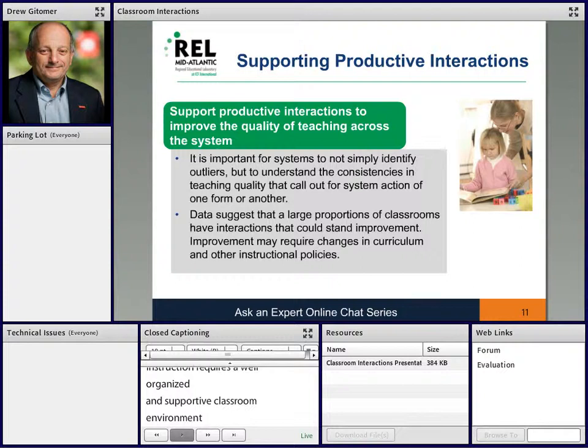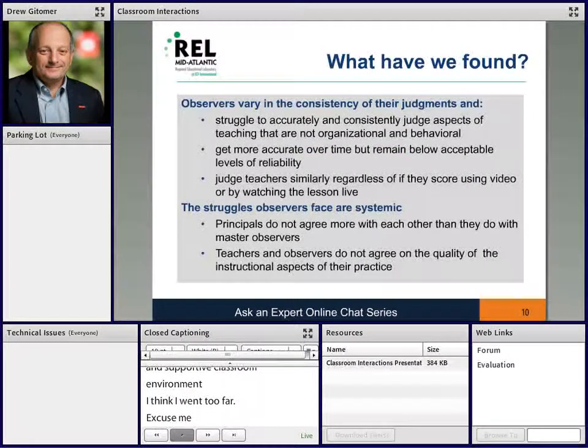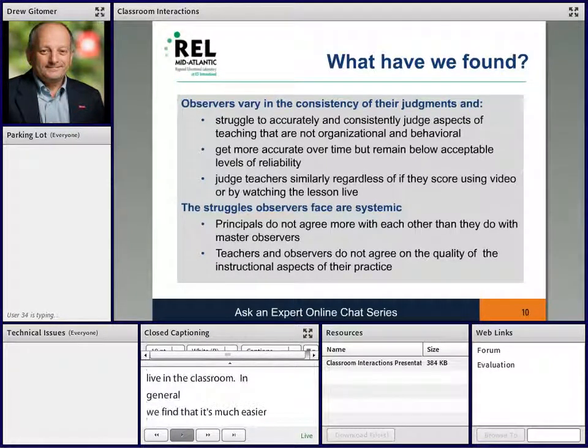Now, judging the complex interactions of teaching is not simple, and professional educators can look at the same teaching and make very different judgments about the quality and characteristics of teaching that they see. Learning to use an observation protocol as it was designed takes substantial practice and feedback. We don't, however, see much difference between scoring observations by video or live in the classroom. In general, we find that it's much easier to judge features of teaching related to classroom management than it is to make judgments about the more instructional and cognitive aspects of practice.